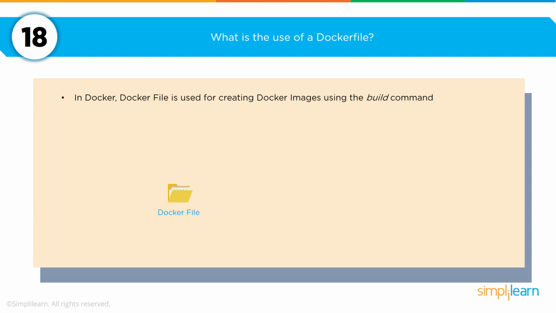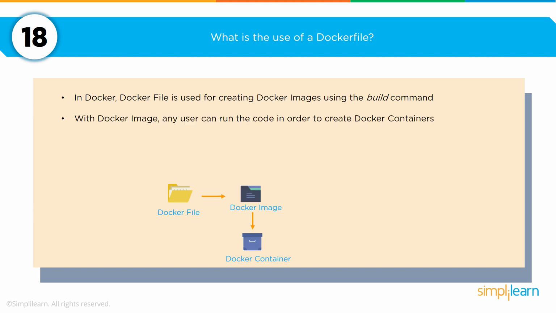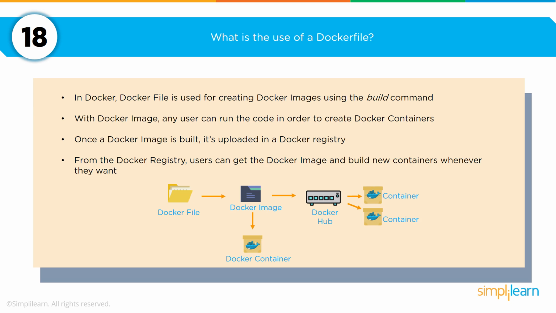So back to the question of creating a Docker file. We have a Docker file that creates the Docker image, which in turn creates the Docker container. Then we are able to push that up to a Docker Hub and share that Docker Hub with everybody else as part of the Docker registry with the whole network.